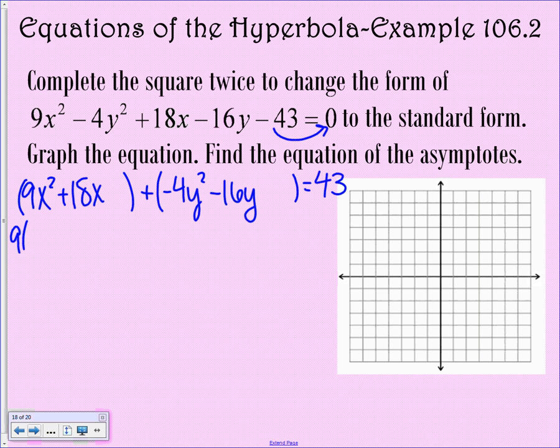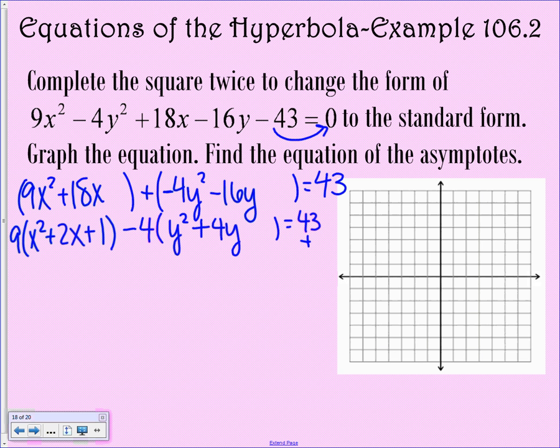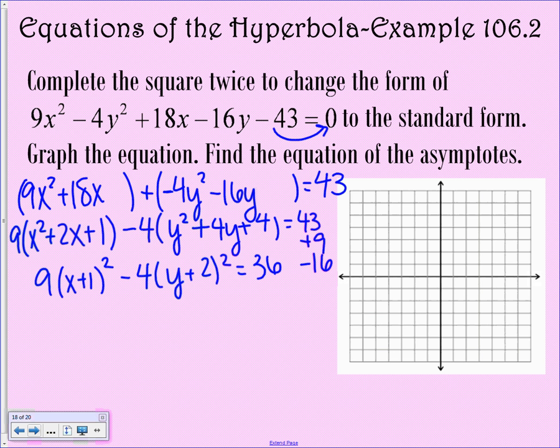So I'm going to factor out a 9. So I'm going to have x squared plus 2x. Now on the y's, I need to factor out a -4. So I have y squared, and then I'm going to have a plus 4y equals 43. So the number that's going to go here is a 1. 1 times 9 is what got added to the left side. And then we're going to put a 4 here. So 4 times -4, that was a -16. So I have 9(x plus 1) squared minus 4(y plus 2) squared, and then equals 36.